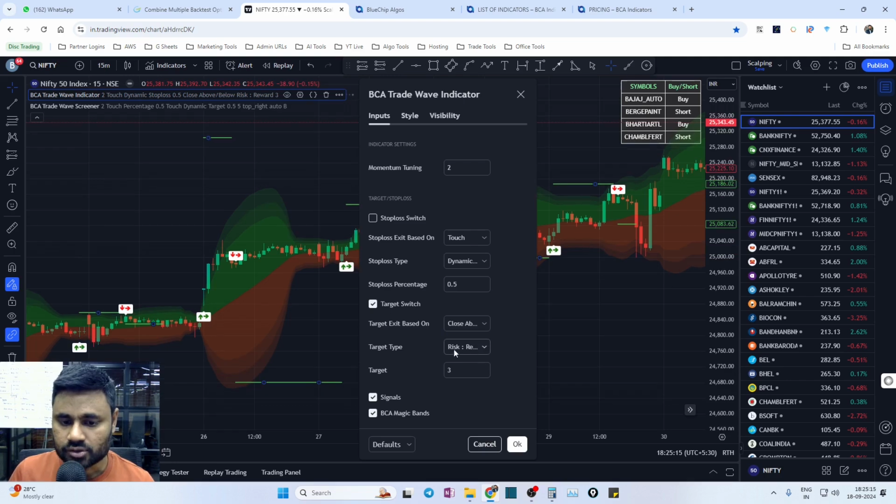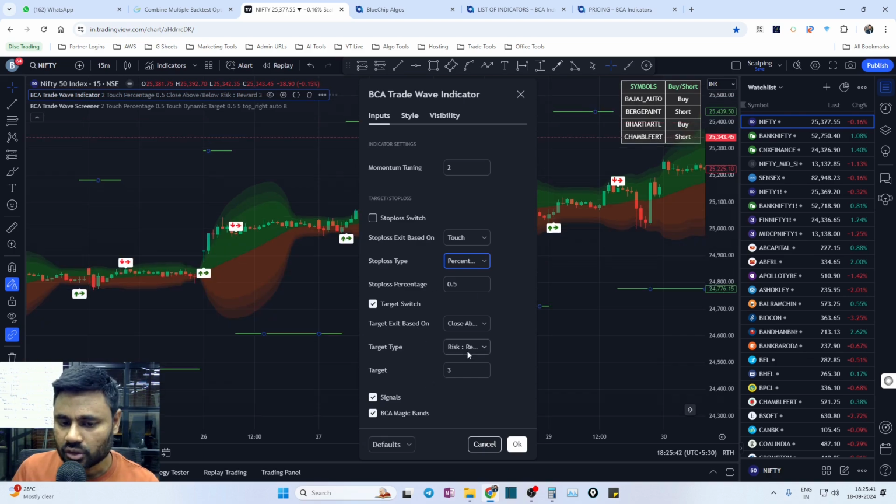Let's take this stop loss, and then same percentage, same dynamic target, and you have something else called risk reward ratio here. Okay, instead of recent high low we have given risk reward ratio. Risk reward ratio means if you put for example 3 here, it doesn't matter whether you select percentage, recent high low or dynamic, whatever you select here, the risk reward ratio is 1:3. Okay, which means 0.5 is the percentage of stop loss here, and you have put 1:3. It's 3x of 0.5 is 1.5%.